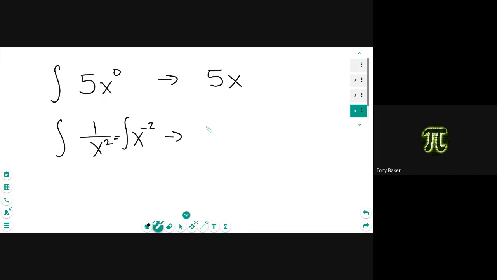So same concept, right? I'm bringing up the exponent, so it's x to the negative 1 divided by negative 1, technically, which I can then rewrite as negative 1 over x. Right?